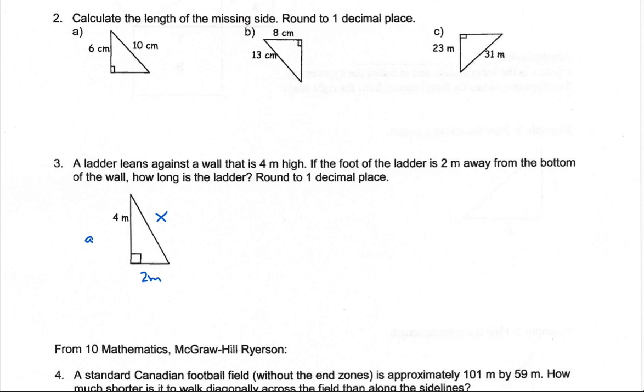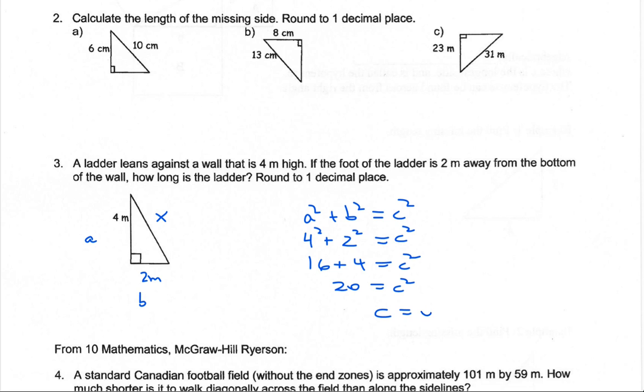If that's X, and that's the longest side, then these two are the shorter sides. So A squared plus B squared equals C squared. Little a is 4, little b is 2, and that's C squared. So 16 plus 4 equals c squared. So 20 equals c squared. So c is the square root of 20. And it says to round to 1 decimal place. So square root of 20 in the calculator gives us approximately 4.5. And I'm going to put this little dot here because I'm rounding. So approximately 4.5 meters.